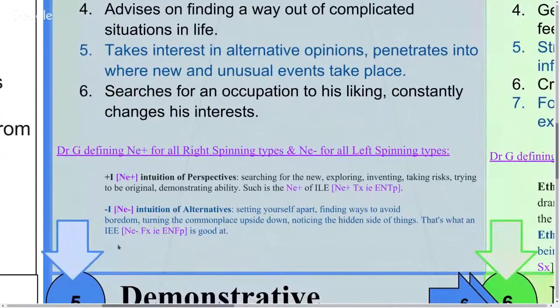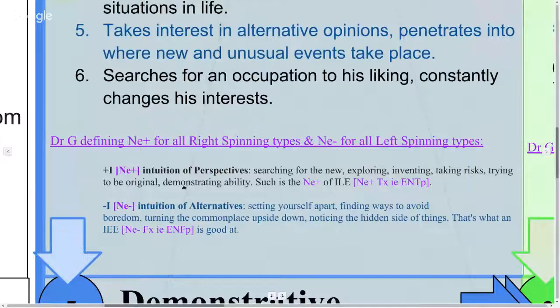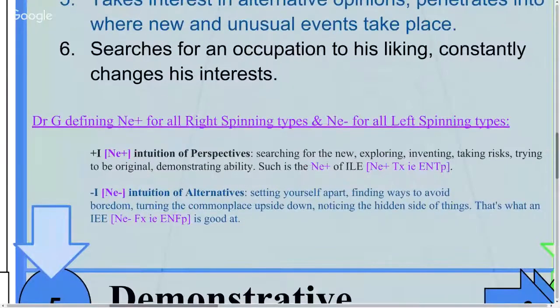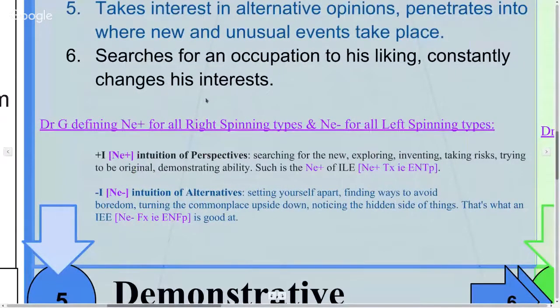So, Dr. G defining the function. If you want more information on this, watch the big video on the management function. It'll be in the playlist listed below. It's with Carol Linden. Dr. G defines NE plus for all right spinning types and NE minus for all left spinning types. We've done a hangout on left and right spinners and the charges hangout.